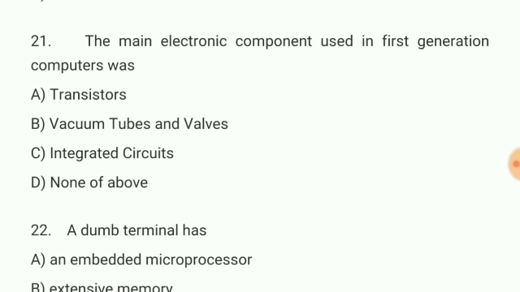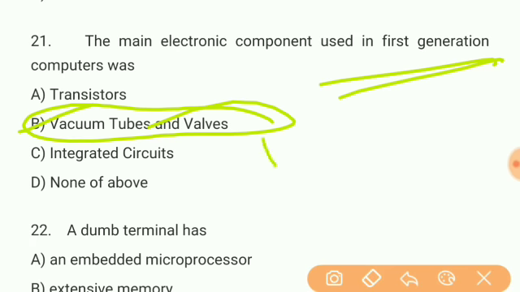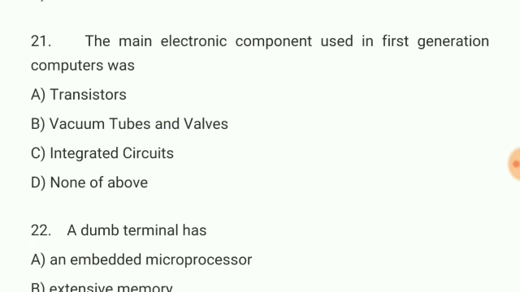Then, the main electronic components used in first generation computers are what? These are vacuum tubes and valves. So vacuum tubes and valves are from the first generation computer, just remember it.